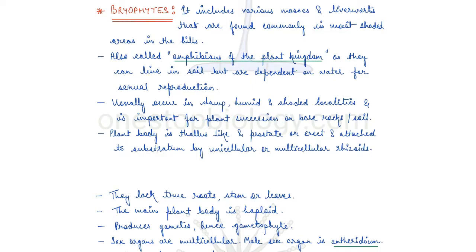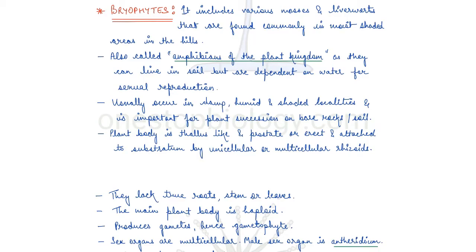And how does their body in general look? Their body is thallus like, and it is prostrate or erect, and it is attached to the substratum. It is attached to the substratum by unicellular or multicellular rhizoids. So this is the basic feature of the bryophyte plant body.